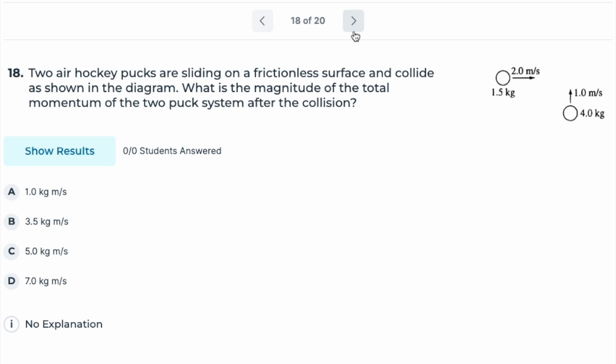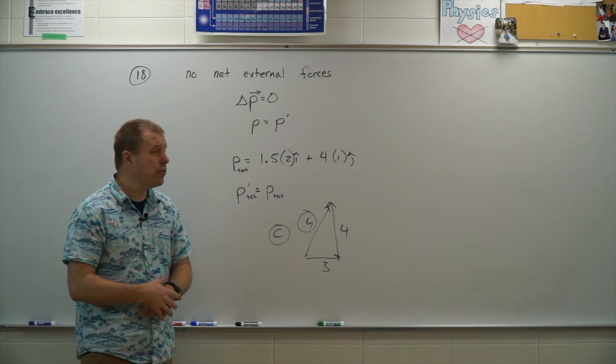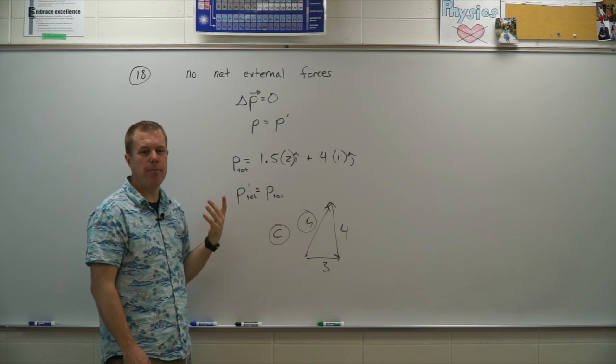Two air hockey pucks are sliding on a frictionless surface and collide as shown in the diagram. What is the magnitude of the total momentum of the 2-puck system after the collision? Okay, so because there's no net external forces in our system, the momentum change is 0, so the momentum before is equal to the momentum afterwards.